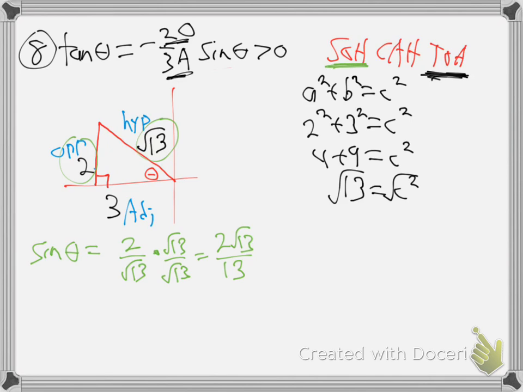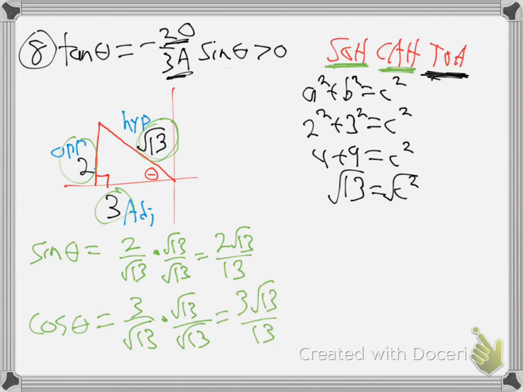Now, let me do the cosine. It might be negative. I don't know. I'm going to worry about that in a minute. What's cosine? Adjacent over hypotenuse. 3 over root 13. Again, get rid of the root. Multiply top and bottom by root 13. 3 root 13 over 13. Good. Got sine, cosine. They gave me tangent in the beginning, so don't need to find that.